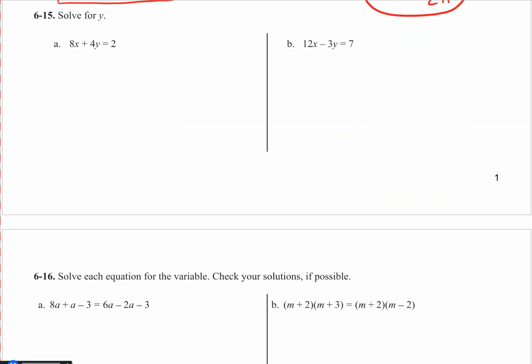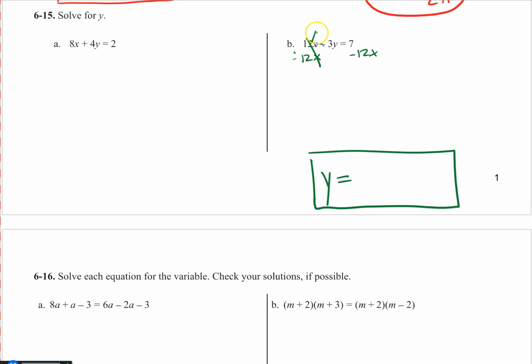6-15. Solve for y. I'll do b. Solve for y means my answer should be y equals. So let's start by making a zero pair with the 12x. 12x minus 12x is 0. Cancels. Be careful, this negative sign belongs to the 3y. So negative 3y equals 7 minus 12x.